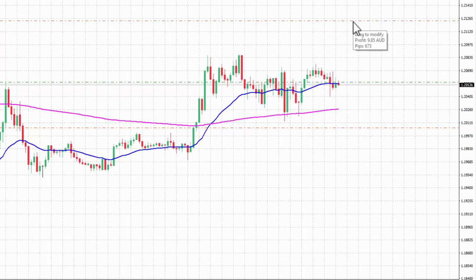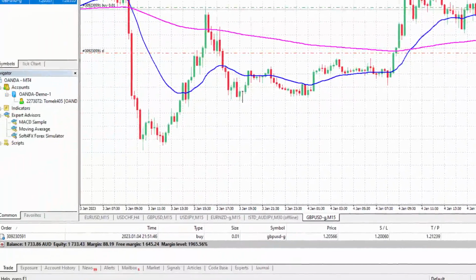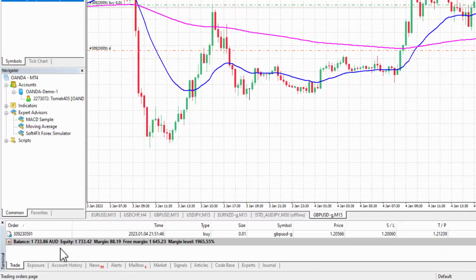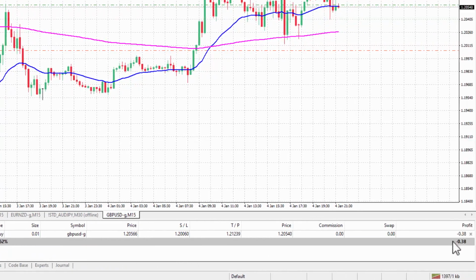Now this order here at the top is my take profit order. Again, it is a pending order that will be hit if the price reaches this level. It shows me that the potential profit will be $9.85 and it's 67 pips away. If we go over here to the bottom, we can see the current order that I have placed, and currently I'm at minus 44 cents. However, we already see here this is my stop loss, which has already been set up, and the take profit, which has also been set up.